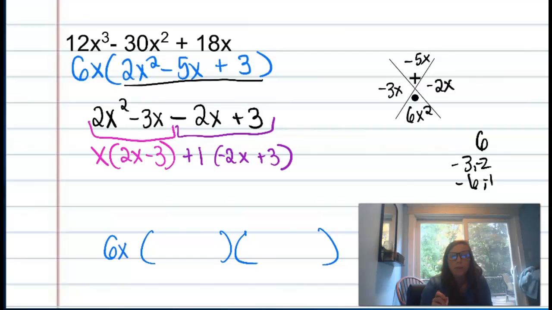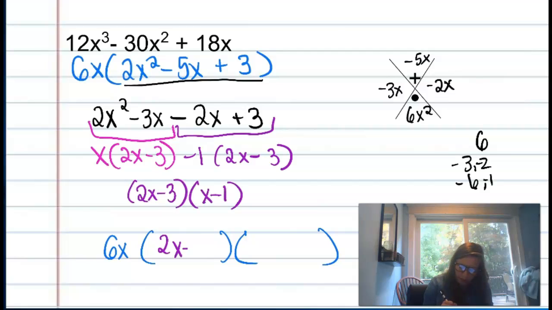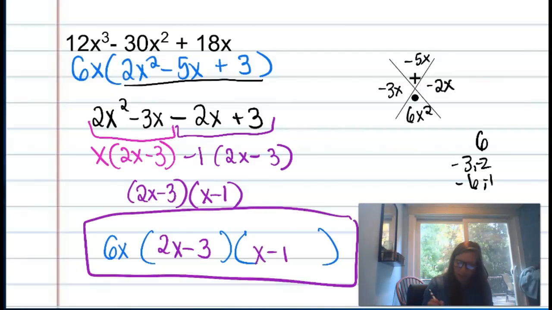But again, we want those parentheses to match. So in order to get that to work, we're going to make this a negative 1, and that'll change our signs around within. So then from there, I can pull out the 2x minus 3, and then I have left x minus 1. So our final would be 6x on the outside, that GCF from the beginning, and then also our two other factors as well.